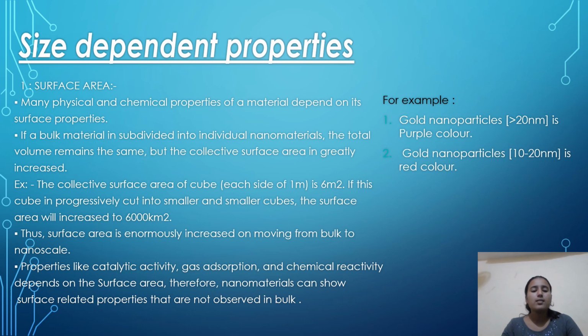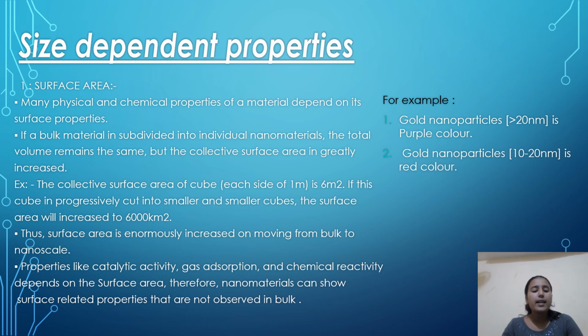Size dependent properties. Surface area. Many physical and chemical properties of a material depend on its surface properties. If a bulk material is subdivided into individual nanomaterials, the total volume remains the same, but the collective surface area is greatly increased. Example, the collective surface area of a cube with each side 1 meter is 6 square meters. If this cube is progressively cut into smaller and smaller cubes, the surface area will increase to 6,000 square kilometers. The surface area is immensely increased on moving from bulk to nanoscale.